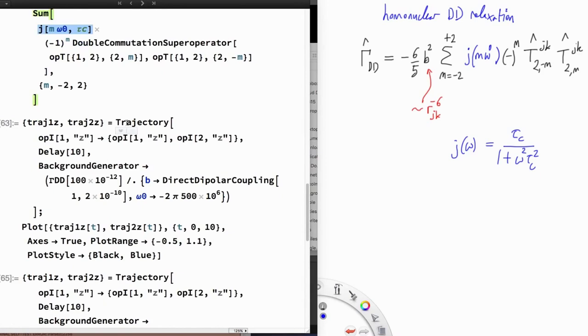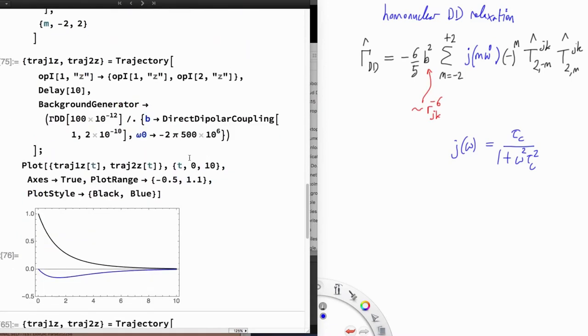So let's just see what it does. So here again, I'm simulating the trajectory for a density operator for spin 1 polarized along the z-axis, but no z-magnetization for spin 2 to start with. And we track what happens for the z-magnetizations for the two types of spins, in the presence of dipole-dipole relaxation, correlation time of 100 picoseconds, dipole-dipole coupling for two protons separated by two angstroms. And now I have to put in the Larmor frequency. So here I've put in 500 megahertz, using the negative sign to be rigorous. And we get the same as before, because this is now in the fast motional limit.